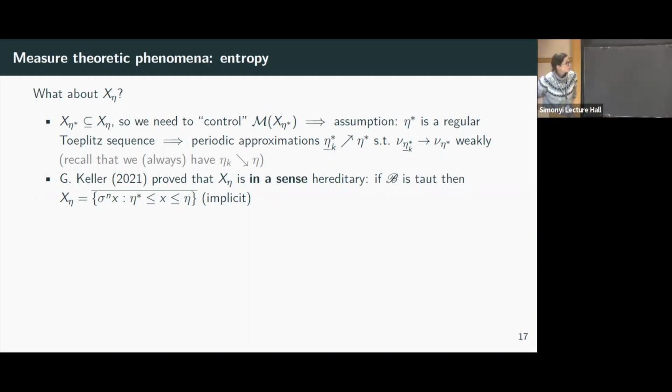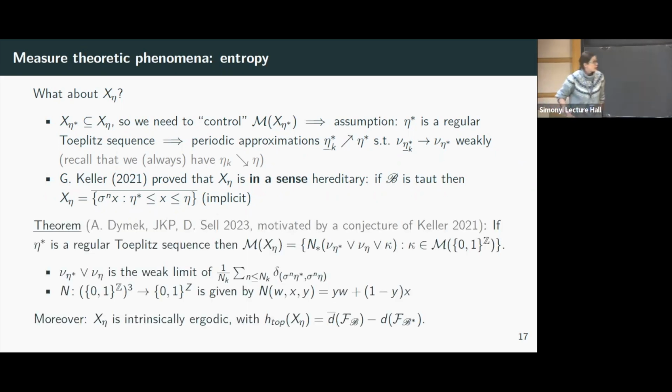So what Keller proved was that X eta is also in a sense hereditary, not completely, but you see there is this lower bound, upper bound, you take the sheets and you take the closure. So it has a similar flavor. And he had a conjecture on the form of invariant measures on X eta. It didn't look like this, but I believe it was close enough. So when we were trying to prove, well, we did prove what he conjectured, we came up with this, and I think this is nicer. So let me tell you about this.